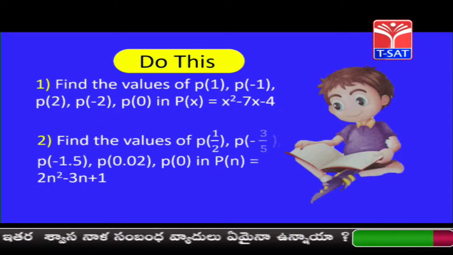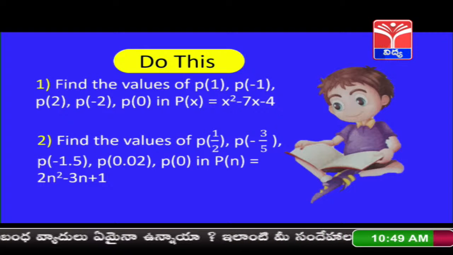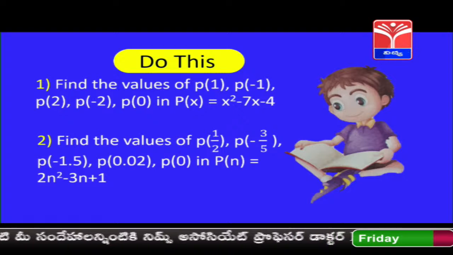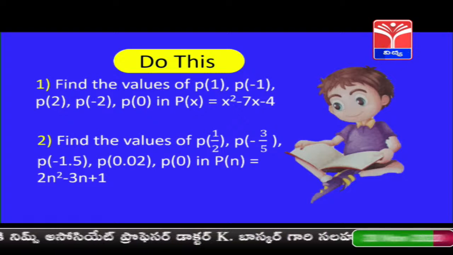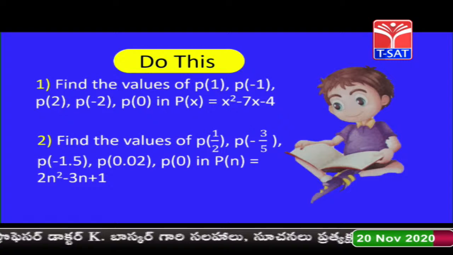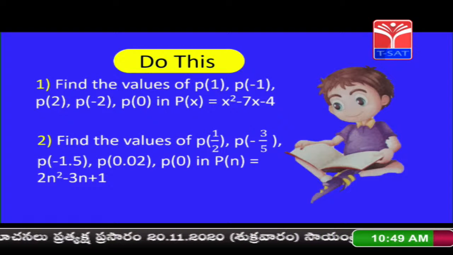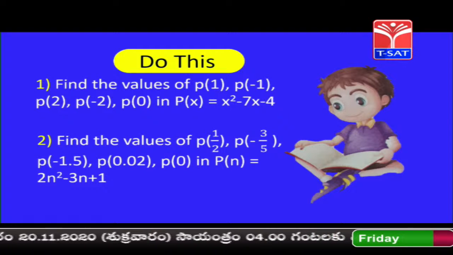Okay. And one more example here. Find the values of p of 1 by 2, p of minus 3 by 5, p of minus 1.5 and p of 0.02 and p of 0 in p of n equal to 2n square minus 3n plus 1.